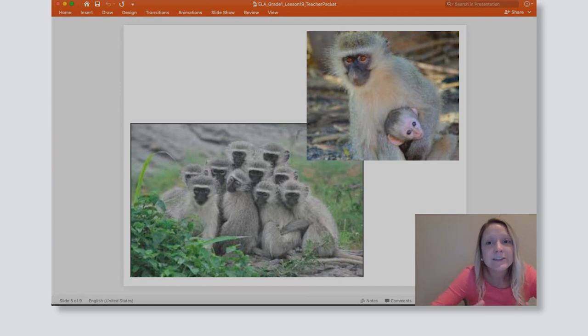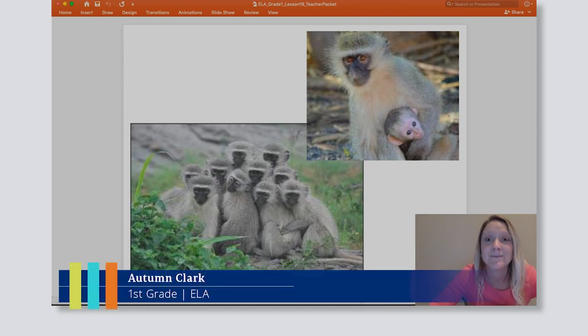If the monkeys are playing and don't notice when danger is near, what do you think the adult monkeys might do? Do you have any ideas? Very nice. They're going to go looking for them and they yell out a warning. Now, we know a warning tells us that danger is near. Can you say that with me? Big and loud, 1, 2, 3. Warning. So they're letting these baby monkeys know what's happening.